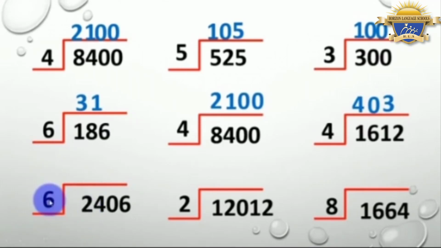2 divided by 6, it can't be, 0 up but it has no value. Take the second number. 24 divided by 6 equals 4. 0 divided by 6 equals 0. And 6 divided by 6 equals 1.